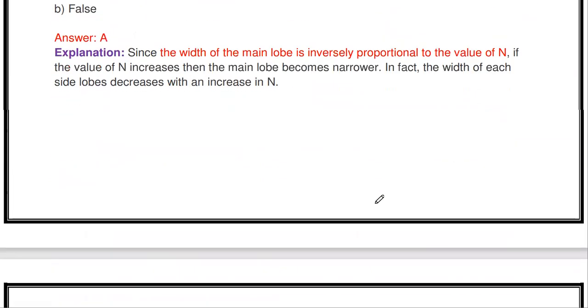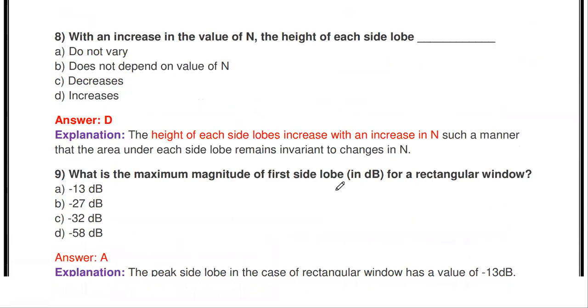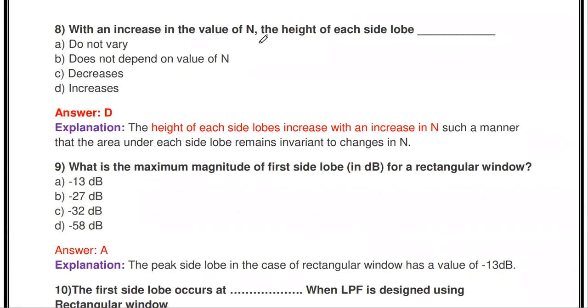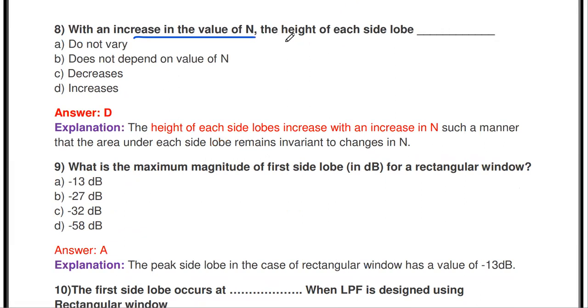It's true. Okay, then the next one: with an increase in the value of n, the height of each side lobe is dash. So here the question: if you are increasing the value of n, what about the height of each side lobe? The height of each side lobe also increases.